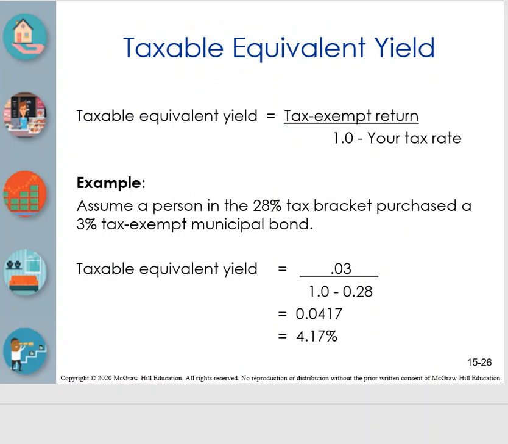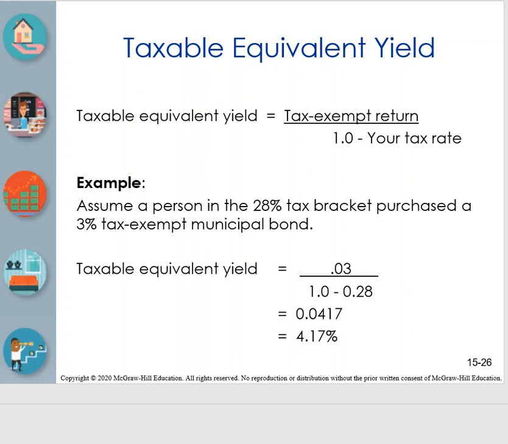In order to equate that, you look at what's known as taxable equivalent yield. You can see the numerator is the tax exempt return and the denominator is 1 minus your tax rate. So let's use a simple example on the slide. Let's say you're a person in a 28% tax bracket. You purchase a 3% tax exempt muni bond.